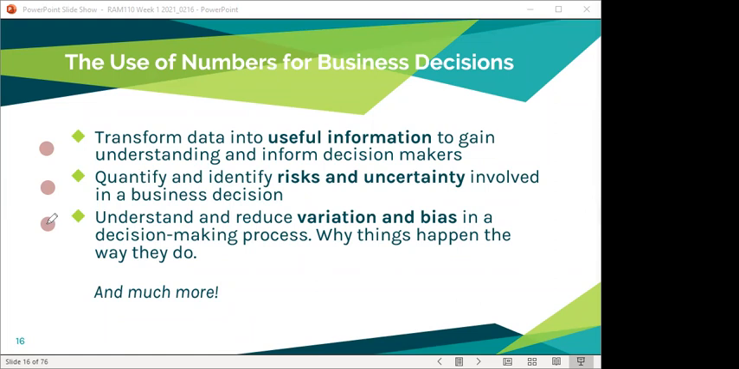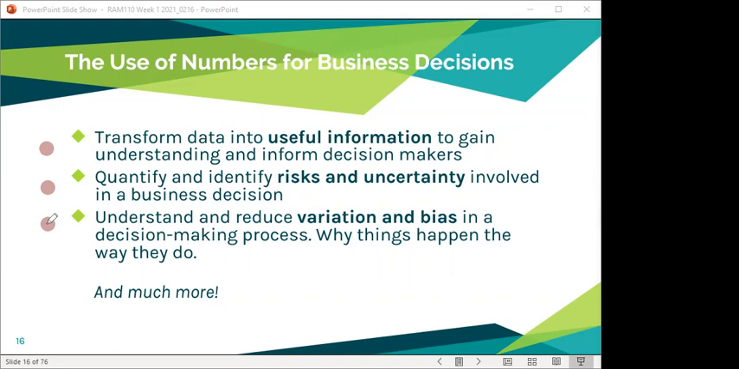And then third, understand and reduce variation and bias. Now, these are two new terms that may seem foreign to you, and that's okay, because we're going to talk about variation. It's just how numbers vary, how they differ. And then bias is when the truth isn't properly represented for some reason.